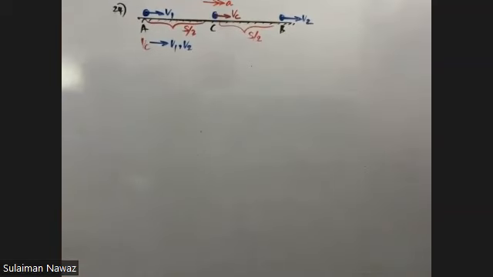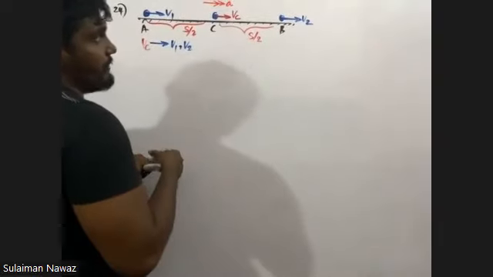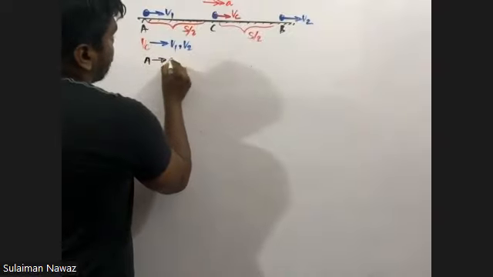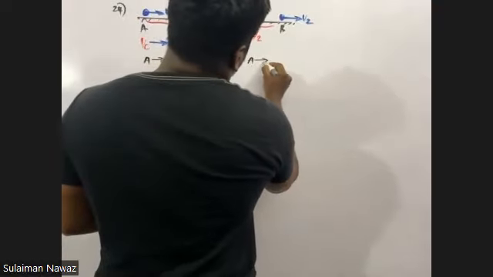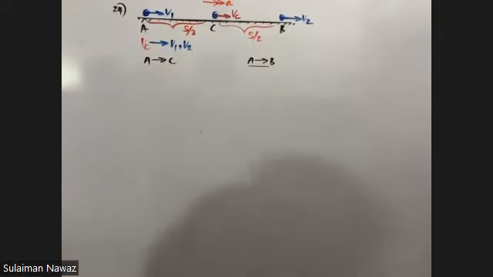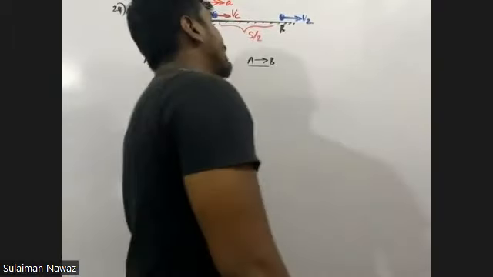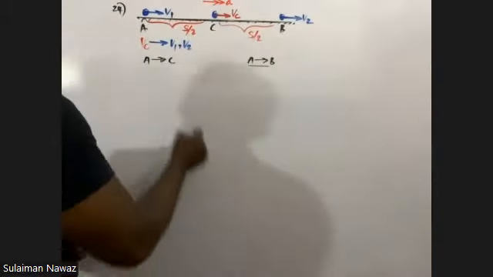V squared equals U squared plus 2As. If I consider, okay, I will guide like this. Look at it, there are plenty of equations. Consider A to C motion and consider A to B motion. If I ask you to consider A to C motion and A to B motion, what is the best linear motion equation? Anyone?